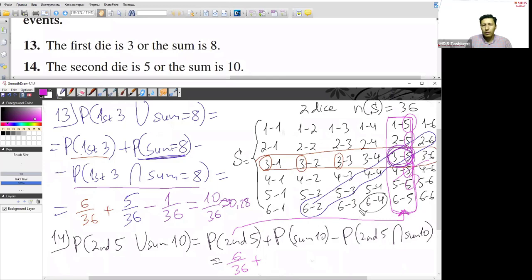It's a little bit messed up. Okay, sorry. So 6, 4, 5, 5, and 4, 6. These 3 have sum equal to 10. So 3 out of 36. Minus one element we have, 5, 5. Second one is 5 and sum is 10. So it is 1 out of 36. So the answer is 8 over 36. Or it is 0.25, right? Oh, no, 0.22.